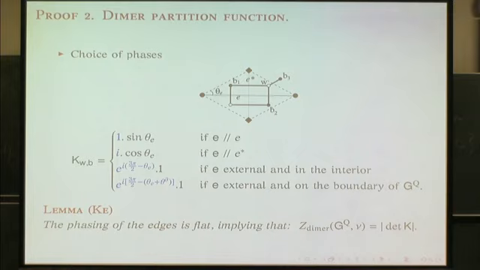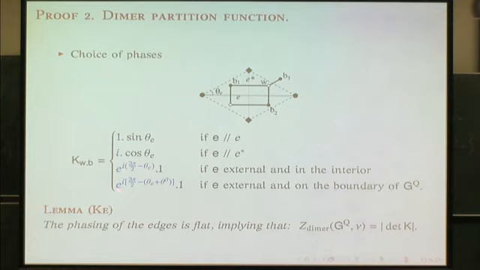Okay, and so the phase that we will use is one that has been used by Kenyon in one of his papers. It's the following. You take 1 for all these edges, i cosine theta for these ones, and e to the i (3 pi over 2 minus theta) for the little legs, and then you have special boundary conditions.